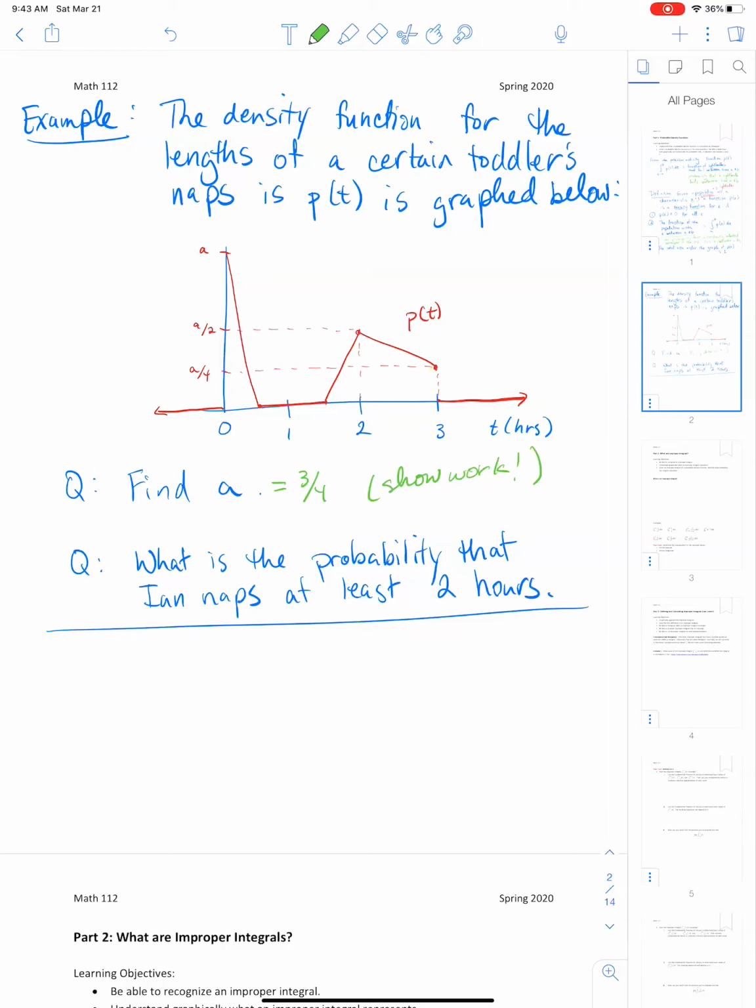Okay, and the other calculation I asked you to do was find the probability that Ian's naps last at least 2 hours, if any given nap will last that long. And that probability is, according to this density chart, should be 1/2. So also please show your work for that question.